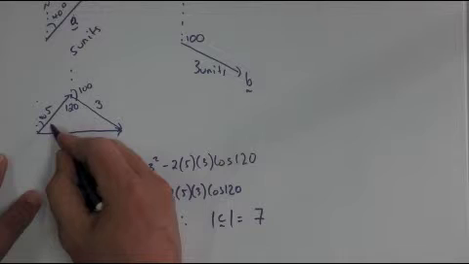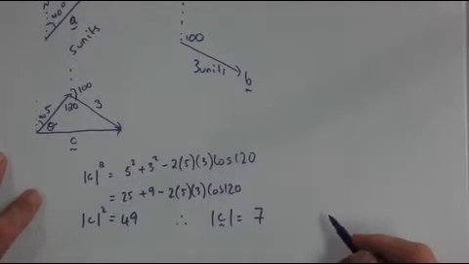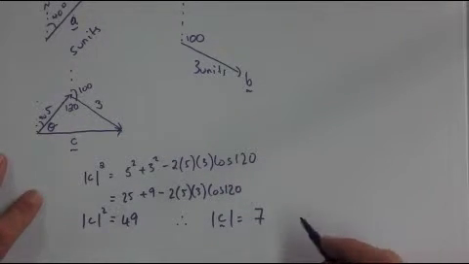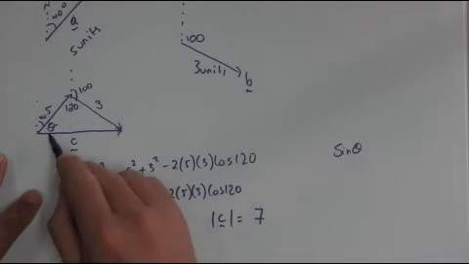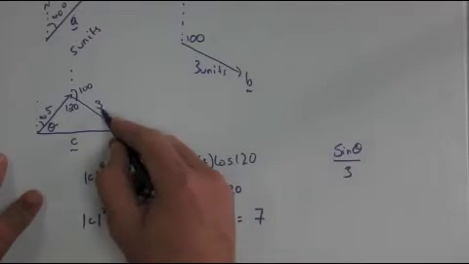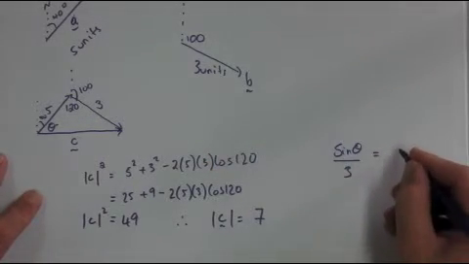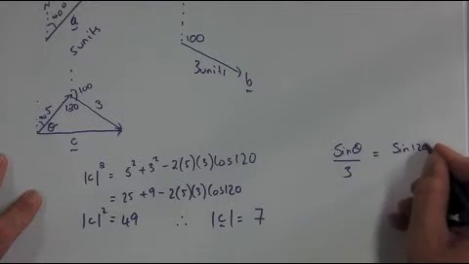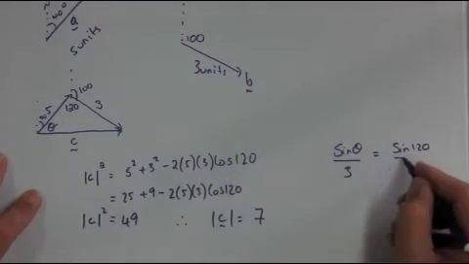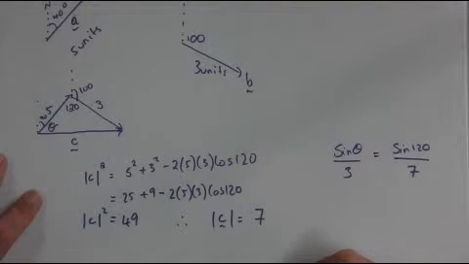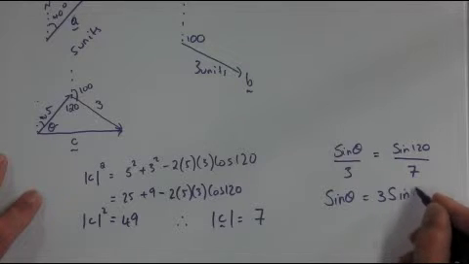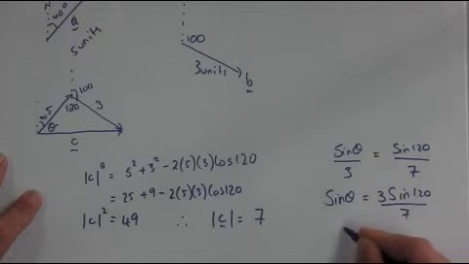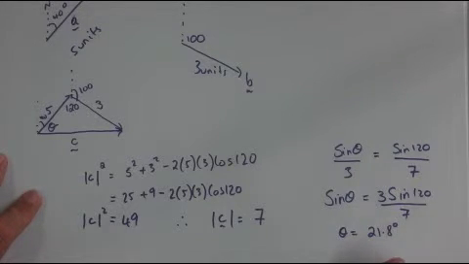I also need to determine now what this angle in here would be. Let's call it theta. So by looking at theta there, I can now use the sine rule, and I can say that the sine of theta over 3, so that's its opposite side there, is equal to the sine of 120 over its opposite side, which is now 7, what we calculated. So rearranging, the sine of theta is equal to 3 sine 120 over 7, and I can work out that theta then is equal to 21.8 degrees.